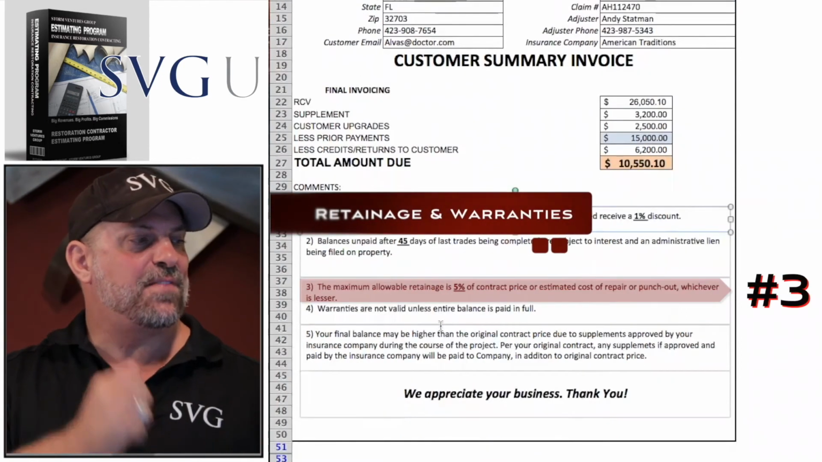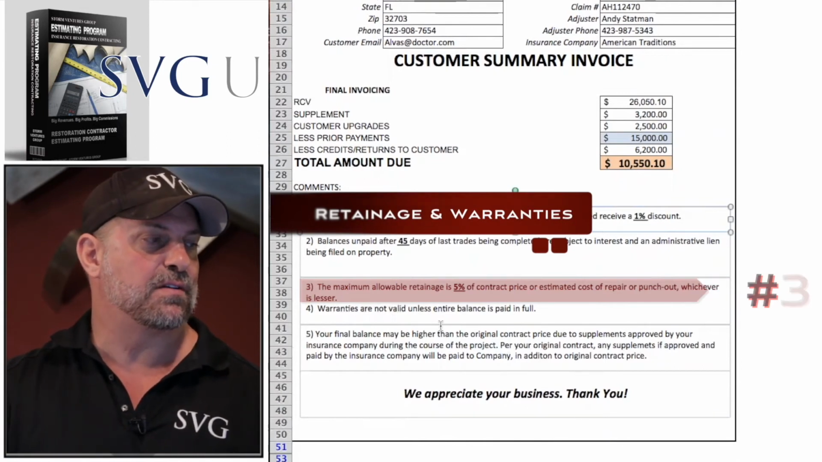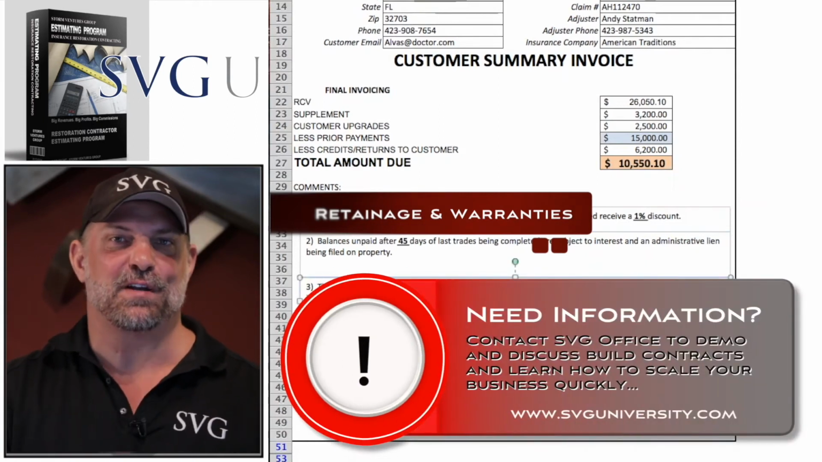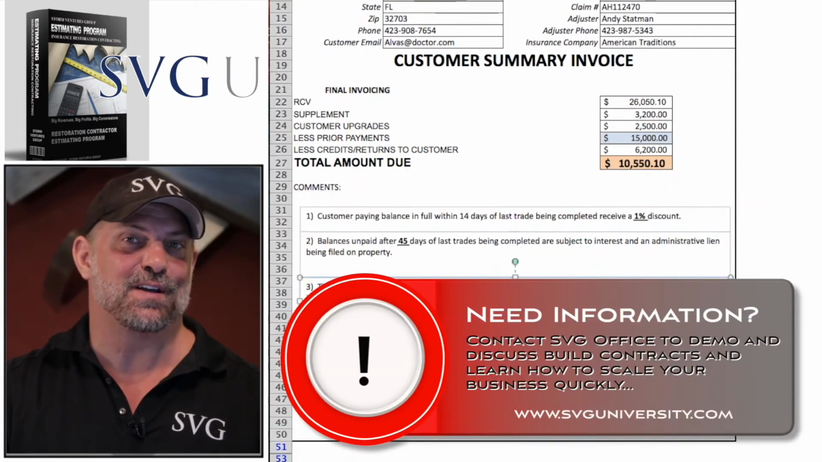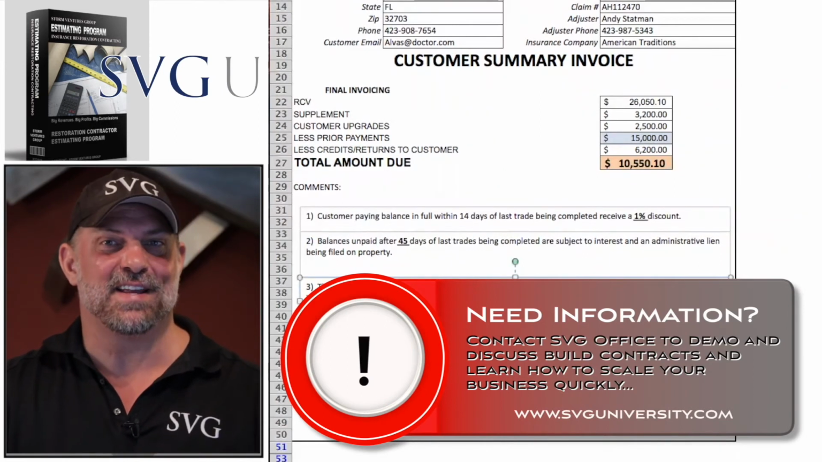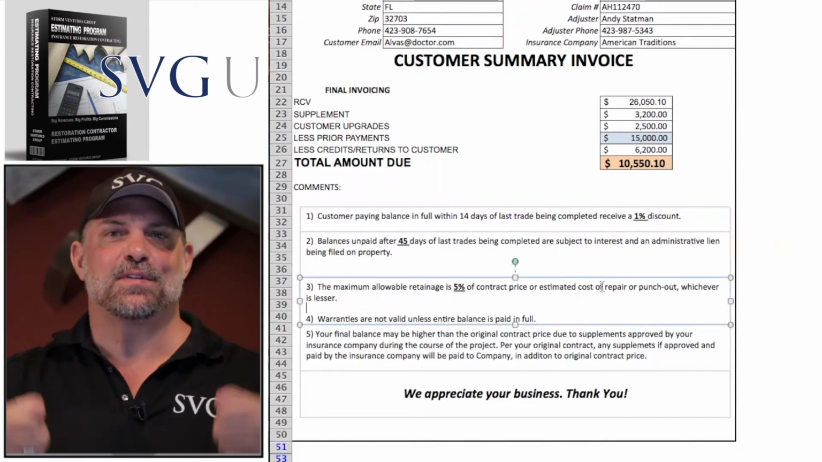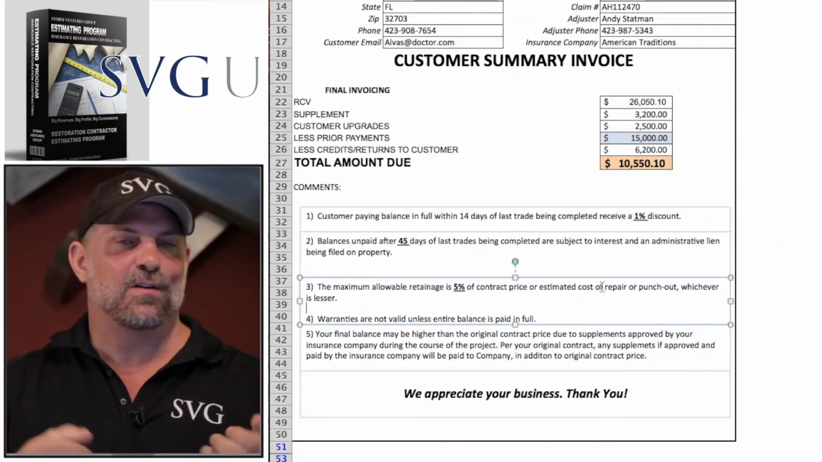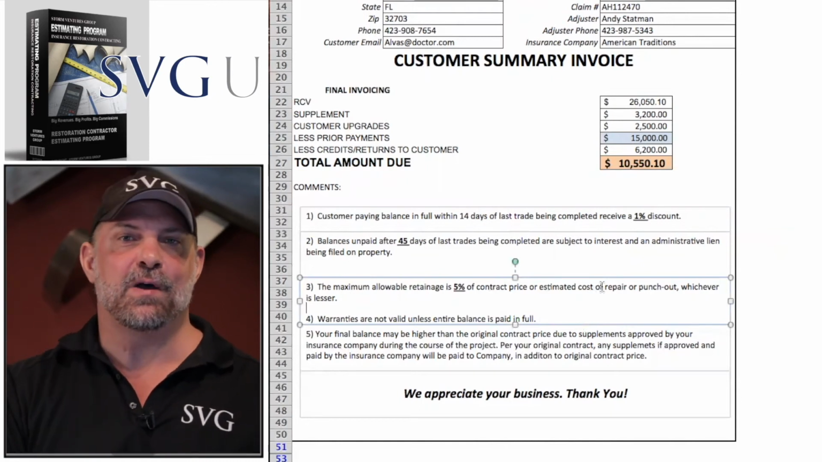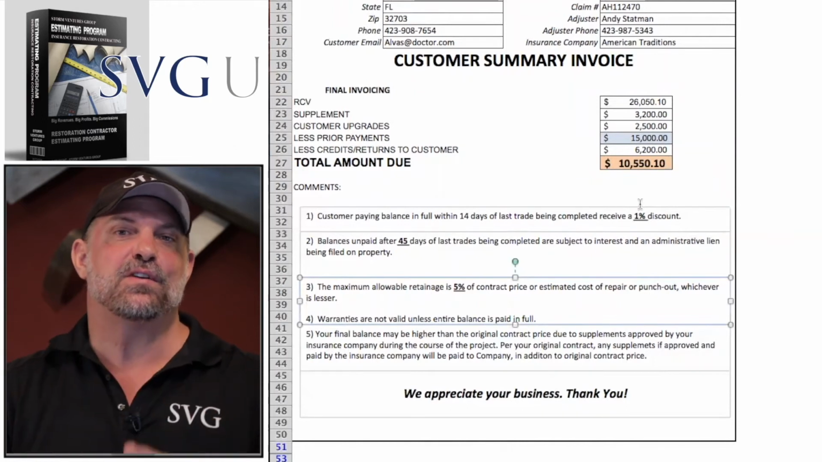Maximum allowable retainage is 5% of contract price or estimated cost of repair or punch out, whichever is lesser. If you're using SVG build contracts, you already know that retainage is on your pre-start checklist, initialed by your customer, and in the back of your prime contract. If you're not, you need to get a set of SVG build contracts. So what does retainage mean, guys? A lot of times the customers get that first invoice in the mail, all of a sudden they got the popped tire, the dented gutter, the crease in the window, and they don't want to pay you that $10,550 until you fix all these punch-out items.